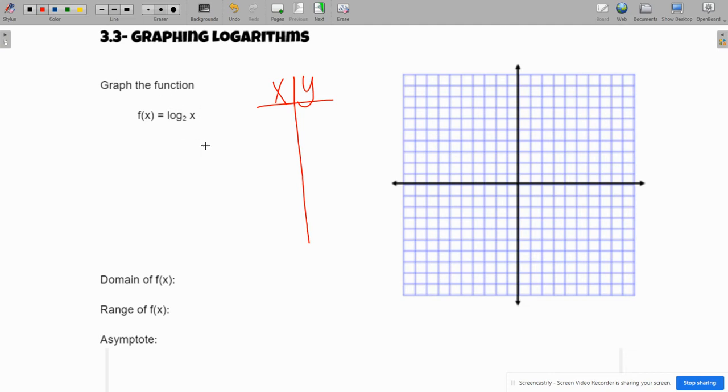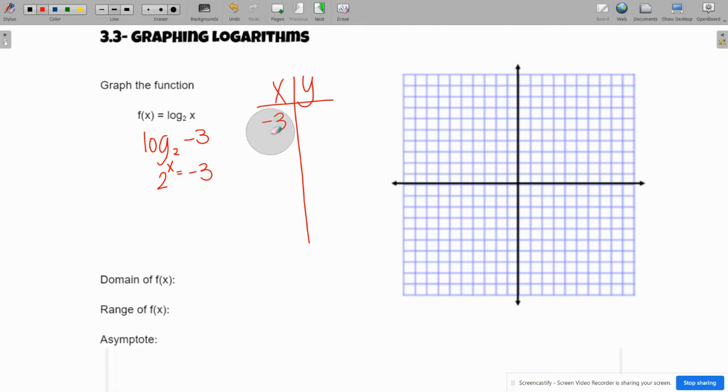So I'm going to assume this is something where maybe we don't have a calculator. If I were trying to plug in something like -3, for instance, I would try to do log base 2 of -3. Well, you're asking 2 to what power is -3? That's something that I don't know without a calculator.